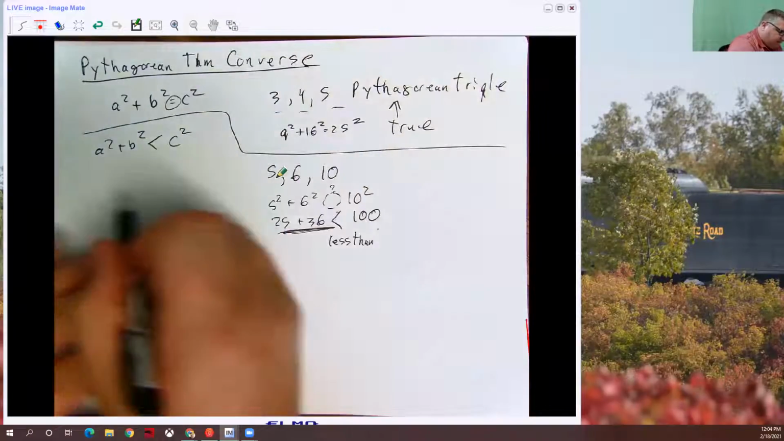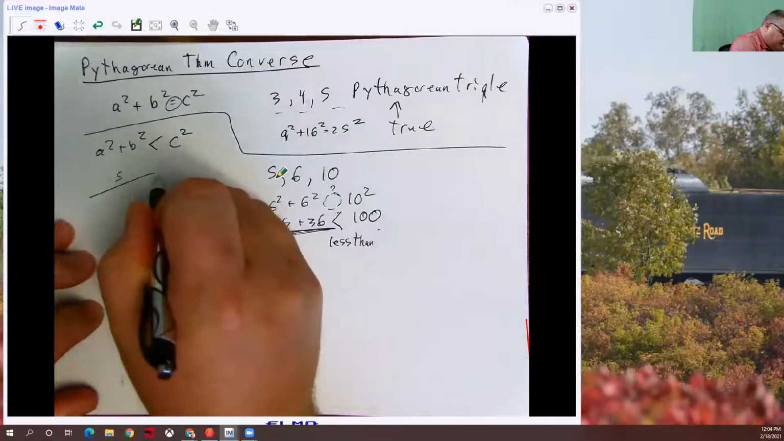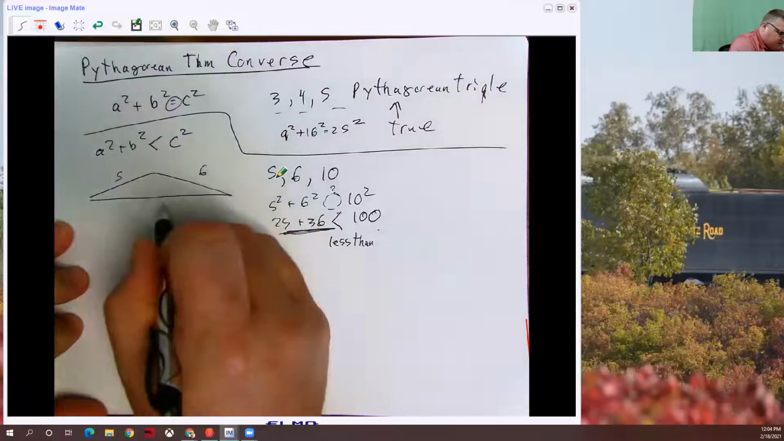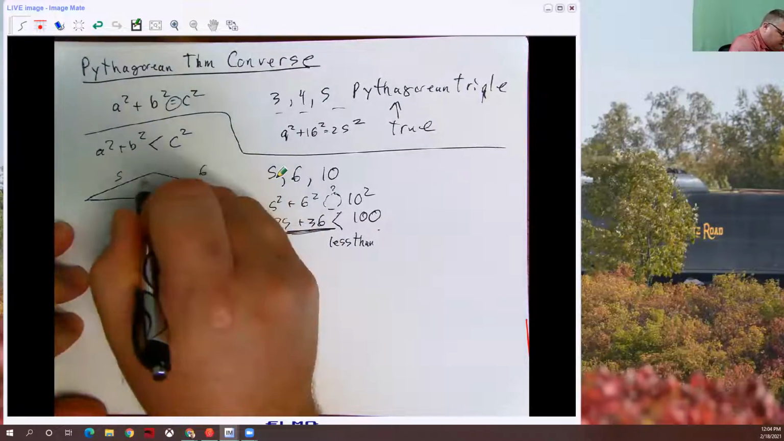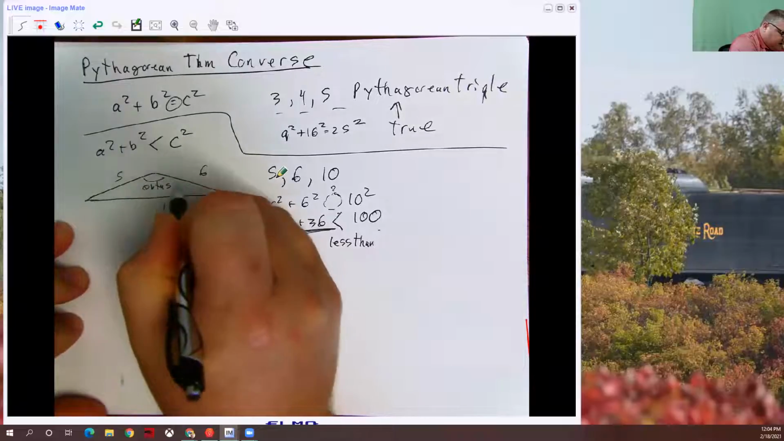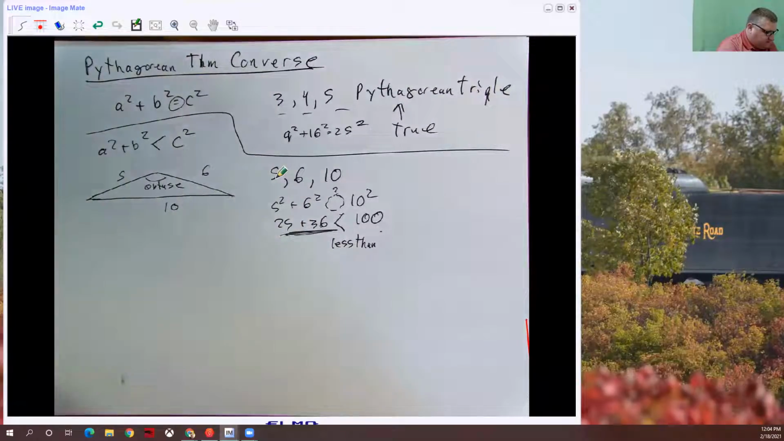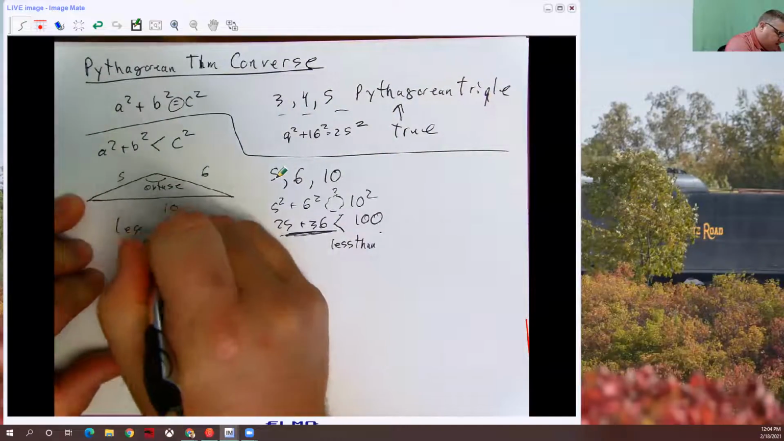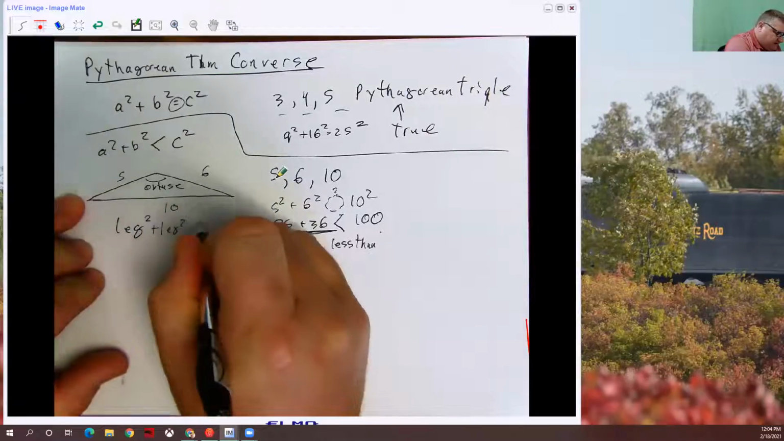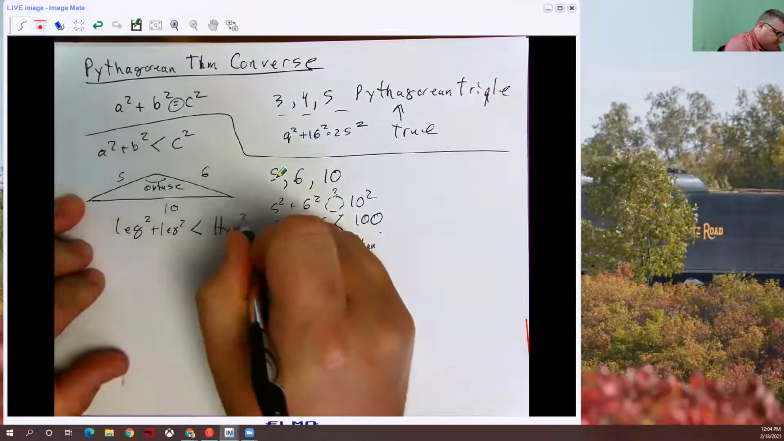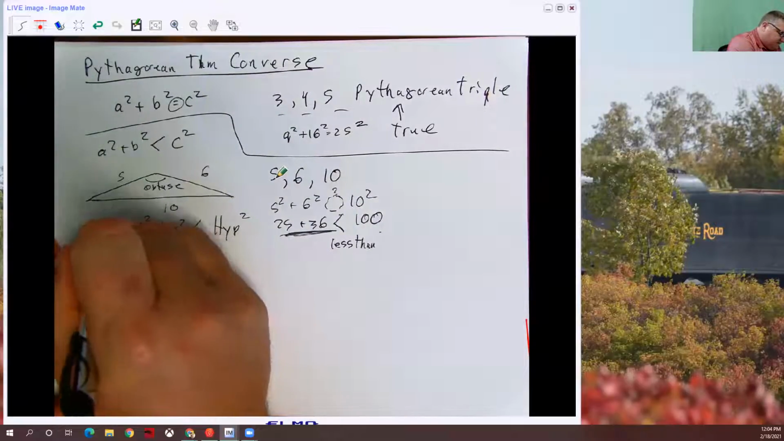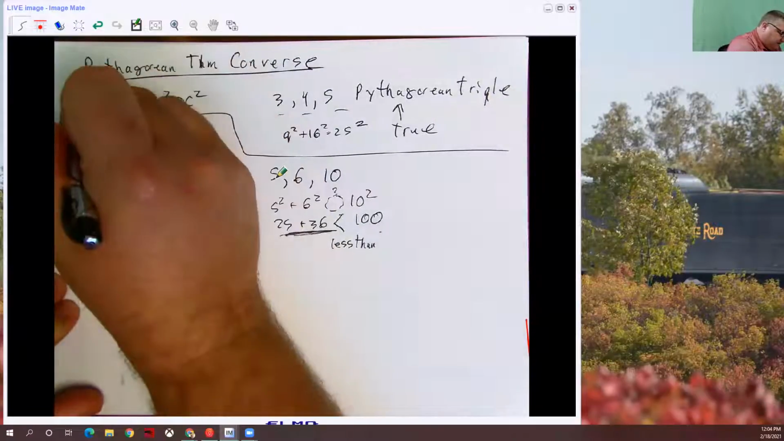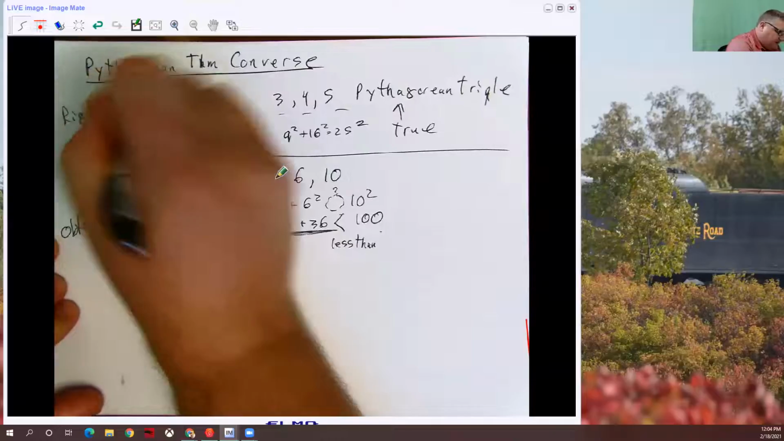Well, if I were to draw this out, I have something about 5, I have something a little longer about 6, and something way longer, which is 10. Clearly in this case, we're going to be looking at an obtuse triangle. So using this, we can see that if leg squared plus leg squared is less than hypotenuse squared, that is going to give us obtuse for the triangle. Versus if they're equal, it would be right.